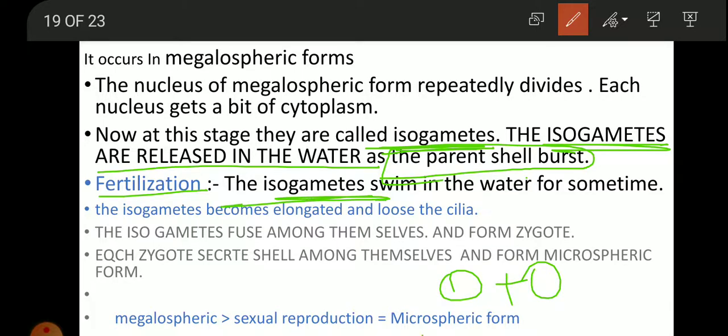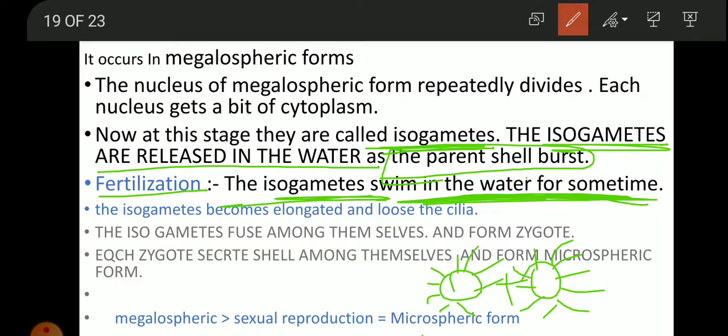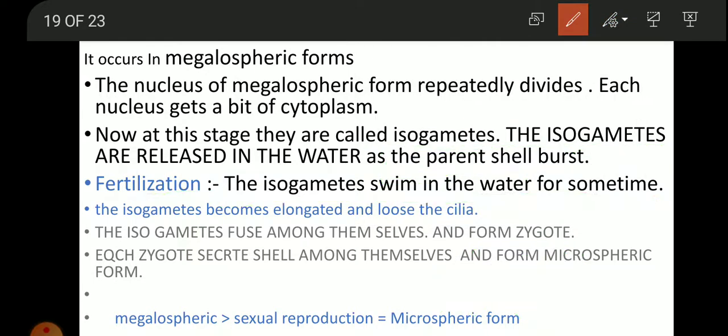The isogametes swim in the water for some time. Okay, they enjoy their swimming for some time, and then they lose their cilia. This is the cilia. How are they moving? With the help of cilia, right? So at last they will be losing this cilia, and they will just form like this. So they become non-motile. Before that they were motile, and now they are non-motile. These isogametes fuse themselves to form a zygote.